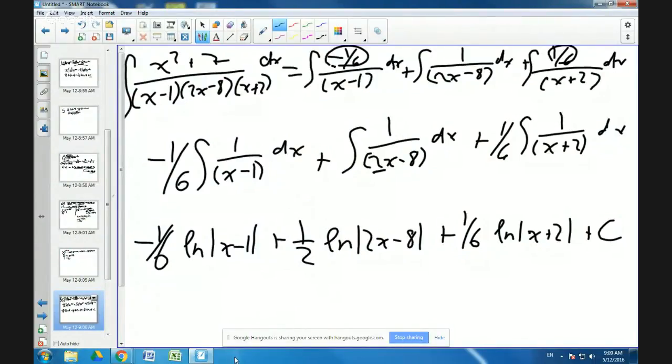All right, so that's basics of integration by partial fractions, a simple example and one that's slightly more complex. I hope you learned something.